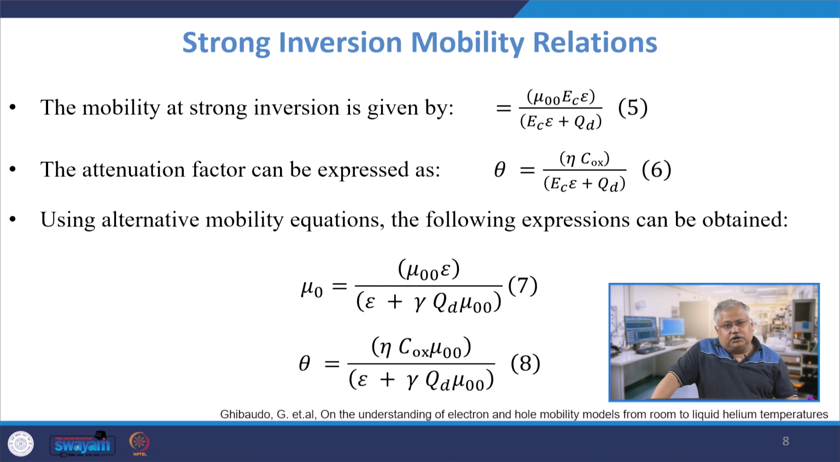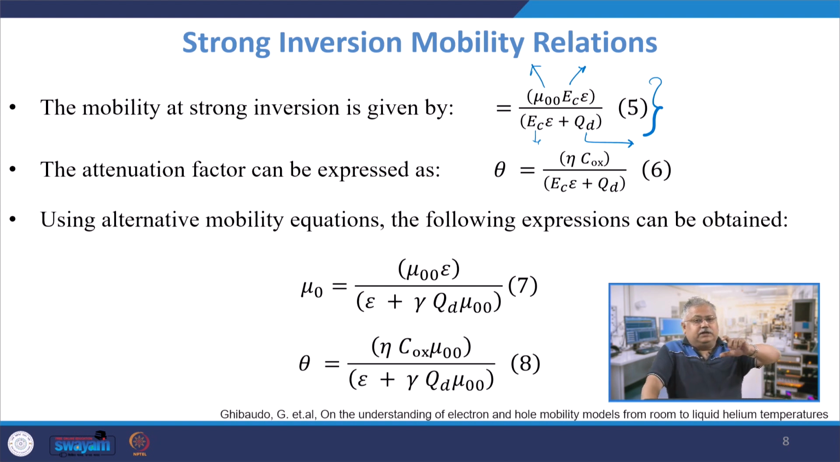Now, let us look at the strong inversion mobility model. The mobility at strong inversion is given by this complex formula here, where mu 00 is the mobility at zero electric field, EC is the critical electric field and Qd is the depletion charge. Quite interestingly, Qi does not play a major role, and this is what is known as the screening effect. Why? Because you have a depletion region which is very strong, and therefore it screens the inversion layer charge, and therefore the effective mobility only depends on the value of the critical field and also on the depletion charge.